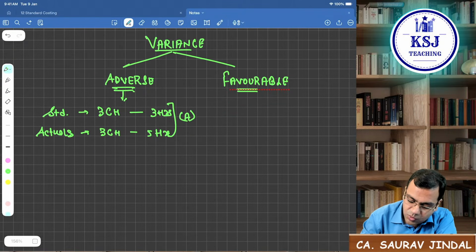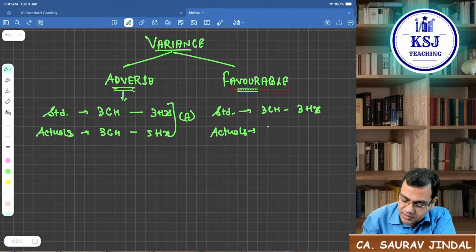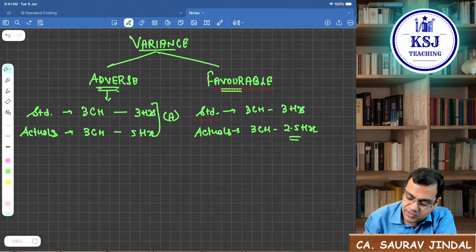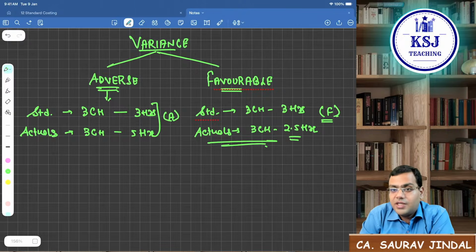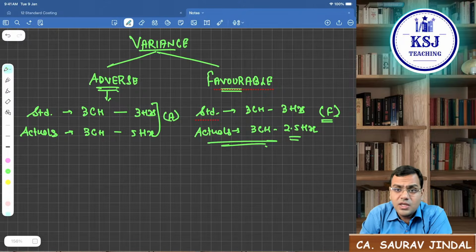Then what is favorable? Favorable is when you set the standard that you will cover 3 chapters in 3 hours, but in actuals, you are able to cover these 3 chapters in 2.5 hours. So this is a favorable variance, denoted by F. That is a positive value. You thought your cost will be 10,000, but your actual cost was only 8,000. So that's a good thing. That is your favorable variance.